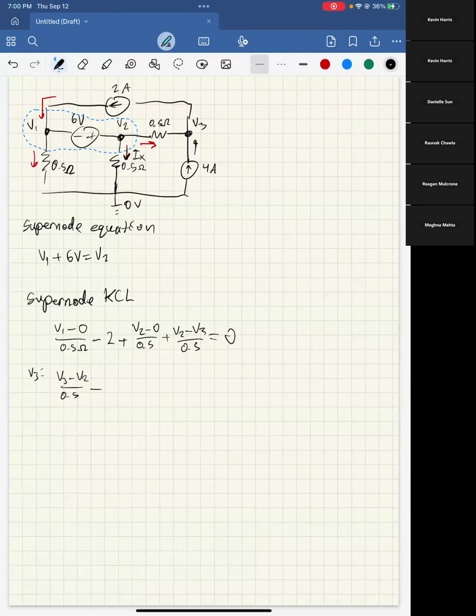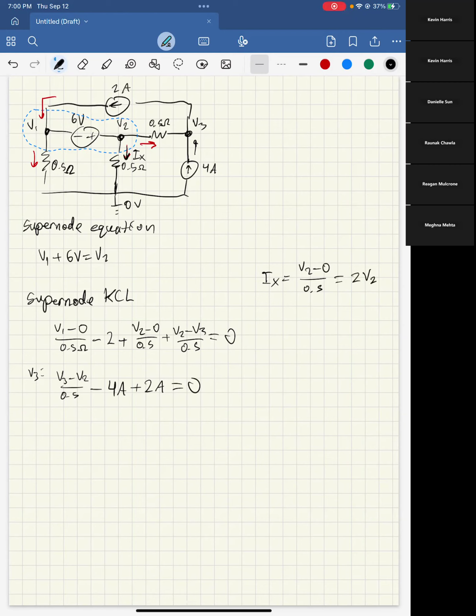But anyway, going back to V3, the 4 amp is going in, so minus 4 amps, and then plus 2 amps going out equals 0. And then you can solve this really however you want. The goal here, of course, is going to be to find IX. And IX is going to be V2 minus 0 over 0.5, or just 2V2.